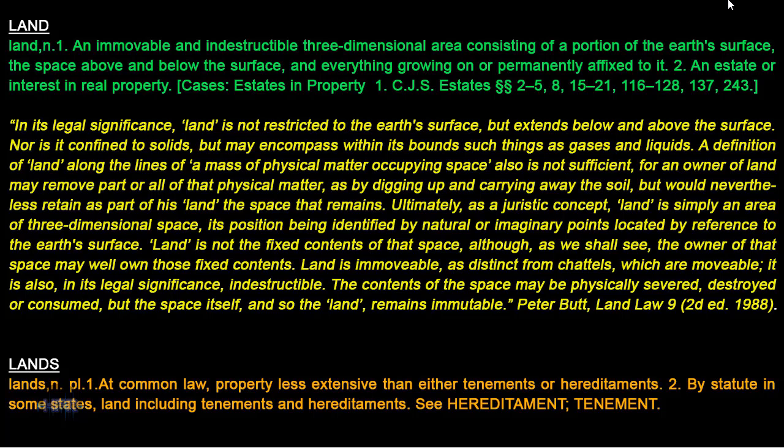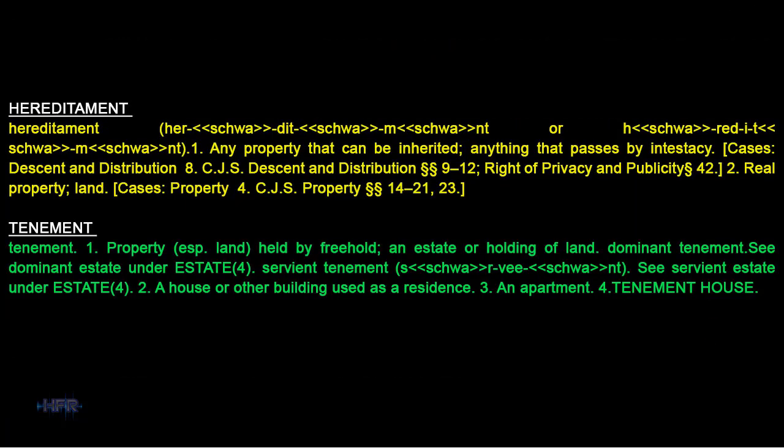And then we have the definition of lands with an S. Lands, which is a noun plural, sense 1, at common law, property less extensive than either tenements and hereditaments. Sense 2, by statute in some states, land including tenements and hereditaments. Okay, and then when we look up tenements and hereditaments, right here we can see hereditament: any property that can be inherited, anything that passes by intestacy, which is to die without a will.